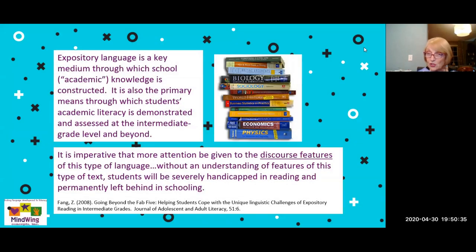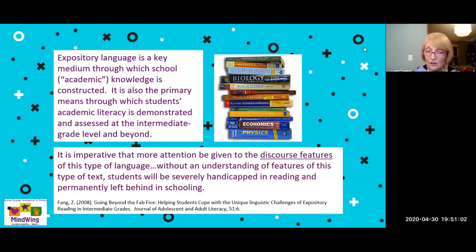Expository language, which we're talking about, is key. And it's a key medium through which academic knowledge is constructed. In fact, it's called academic knowledge, academic conversations. It's also the primary means through which children's academic literacy is demonstrated and assessed in intermediate grades and beyond.